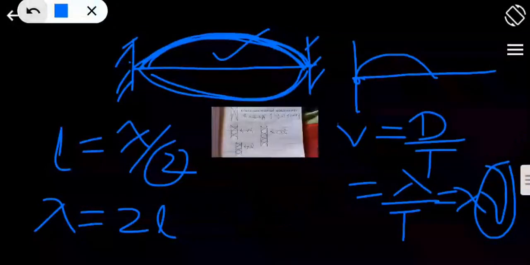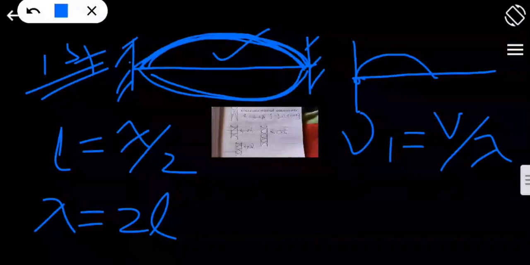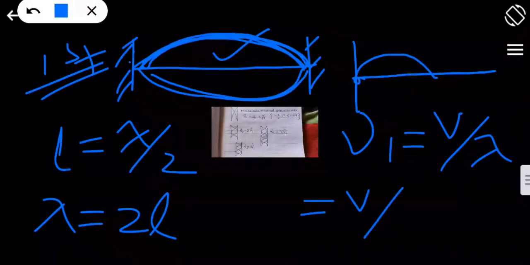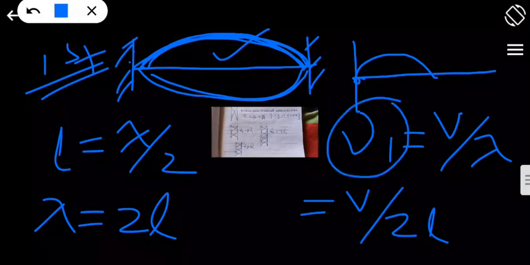Let us use this term. Don't worry, I will send this through notes. So I can write nu1 equal to V by lambda, because it's the first harmonic wave, so let us name it nu1. Nu1 is equal to V by lambda, and this I can write as V by 2L. V by 2L is equal to nu1. This is for the first harmonic.